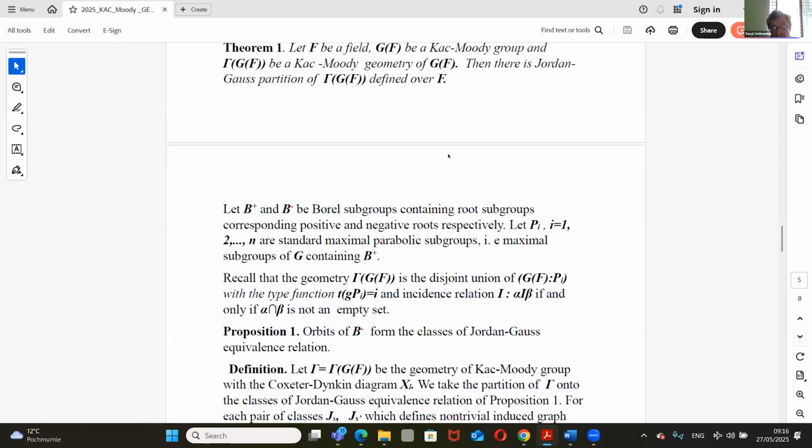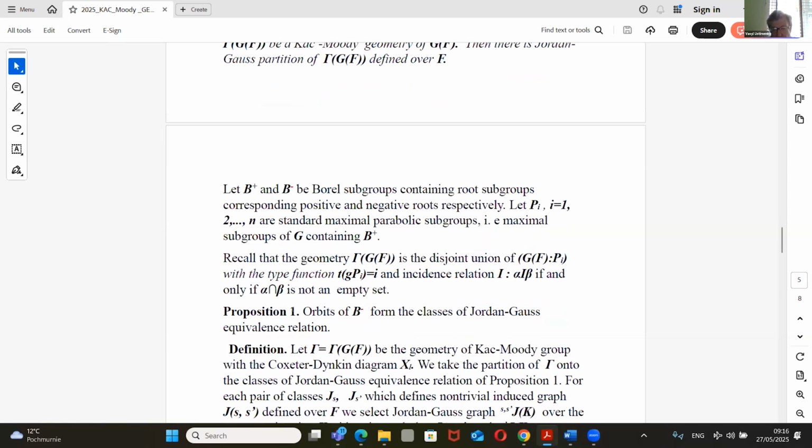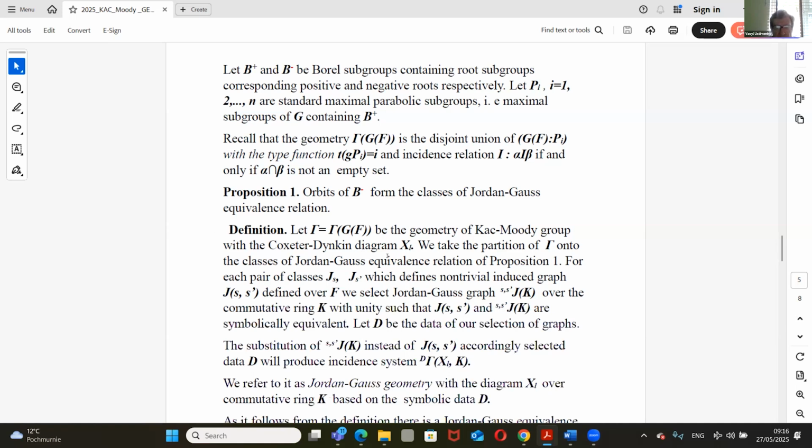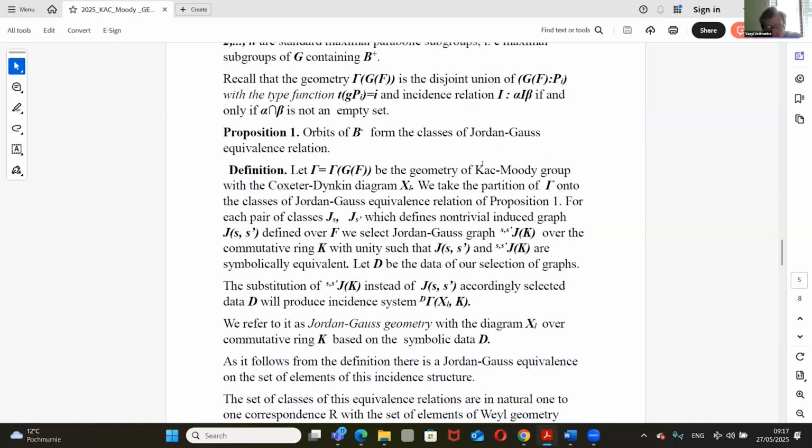Kac-Moody group. And a useful proposition: orbits of B minus, so classes of this Jordan-Gauss equivalence relation, are in one-to-one correspondence with elements of the Weyl geometry of this group. So we can consider the map R, which gives the element alpha the corresponding partition class, and this class corresponds to the Weyl geometry, so we get a homomorphism this way from the geometry of the BN pair to the Weyl geometry of this group. Now, definition. What we are going to do.